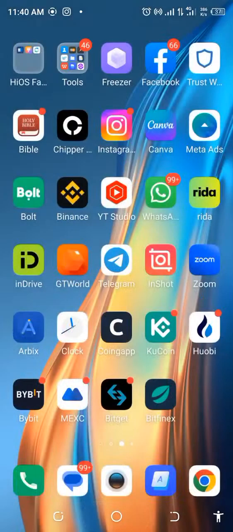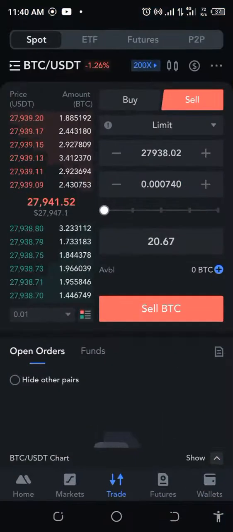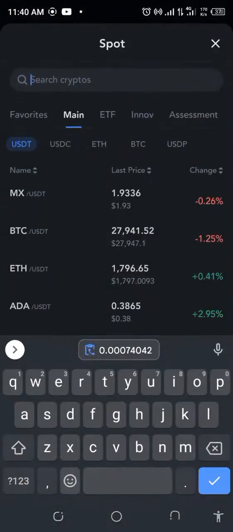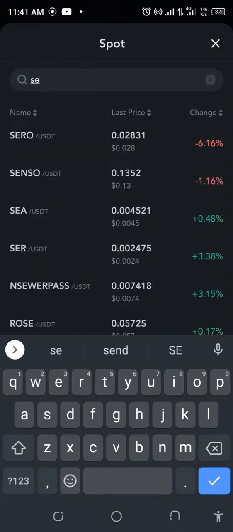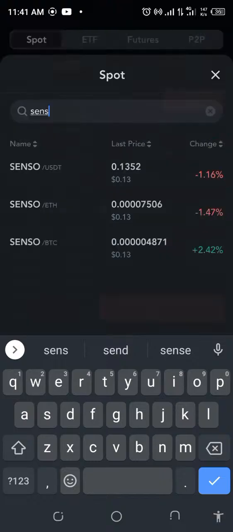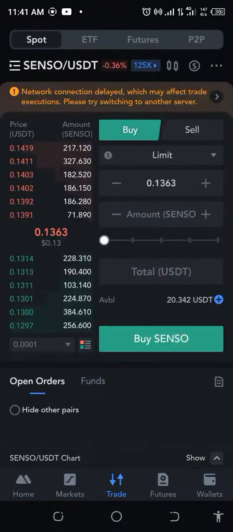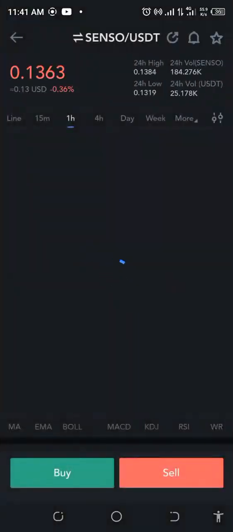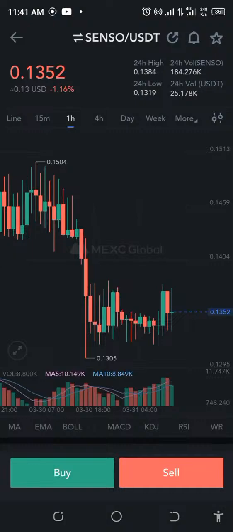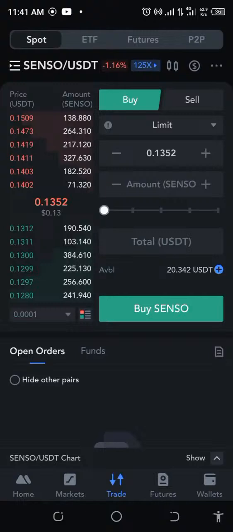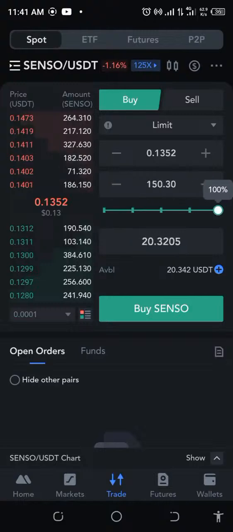So let's quickly go ahead and try this out and see how this works. We're going to be trying to make sure that this still gives us good results. So let's go back to our Senso USDT, and then we buy. Let's check the charts just to be on the safe side to see what's going on with Senso. Oh, it looks like it's going down, so we need to quickly buy. So I'm just going to go ahead and put 100%.